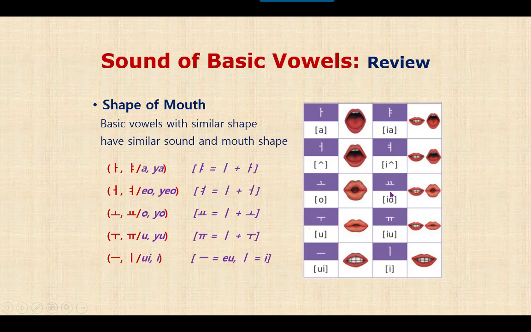So all these 10 vowels we call basic vowels, because we are talking about the shape of the vowel. These 10, which are composed of what? A short line and a vertical or horizontal line. These are basic vowels. But within these basic vowels, these 1, 2, 3, 4 are double sound vowels. Because you see the two lips.